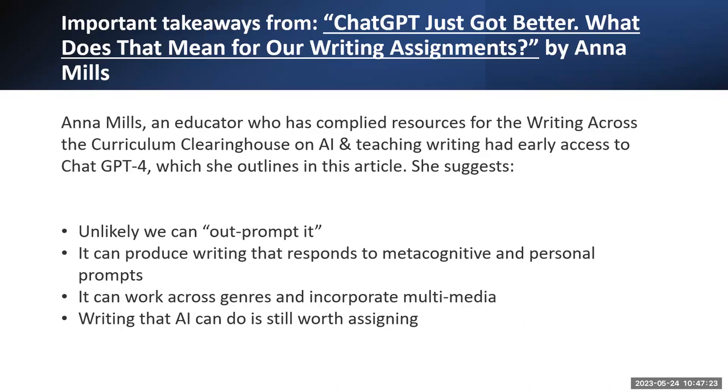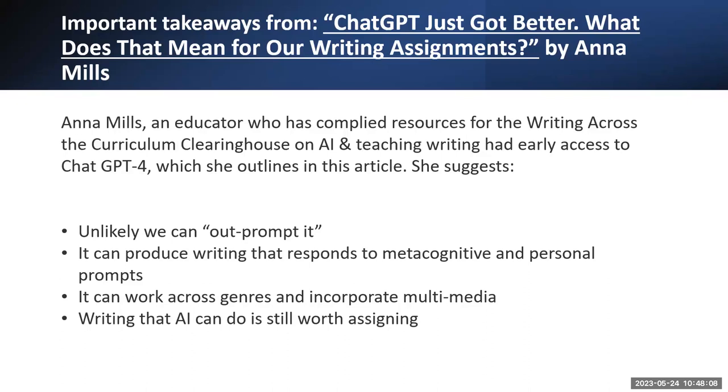I really like this article from the Chronicle. I linked it in here, so I'm sure this will be shared. Anna Mills has done a lot of compilation of materials about AI generation, and she wrote this great article after using ChatGPT-4. Some of you may have seen this, but basically her big takeaways were that it's really unlikely that we can out-prompt ChatGPT, and I don't think we can approach education from that way. If I do this, then I'll make a prompt that's better for my students, or how do I turn this into this? I've done it. We're just wasting time feeding ChatGPT more data. That's all we're doing, right? So you can try your prompts, but I think there are bigger questions to ask.